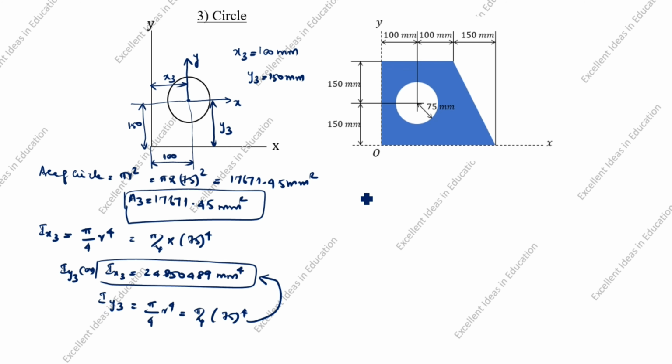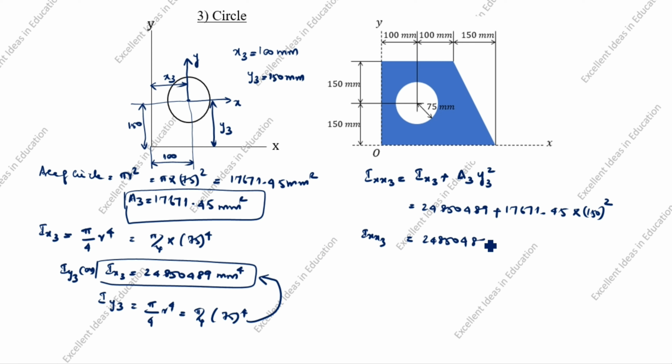Next, we will calculate the parallel axis theorem about the x axis. Ixx3 is equal to Ix3 plus A3 y3 square. What is Ix3? Ix3 value is 2485489 plus, what is A3? A3 is 17671.45 into y3 square. Y3 value is 150. So 150 the whole square. Ixx3 is equal to 2485489 plus 3976607625, equal to 42245814 mm power 4. So this is the Ixx3 value.